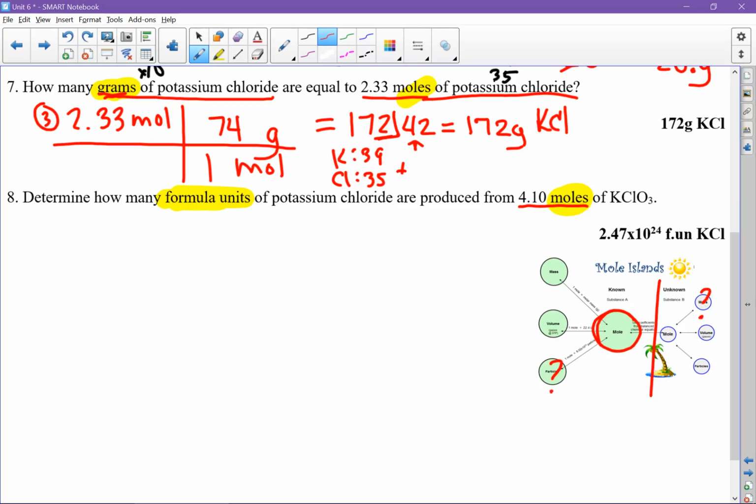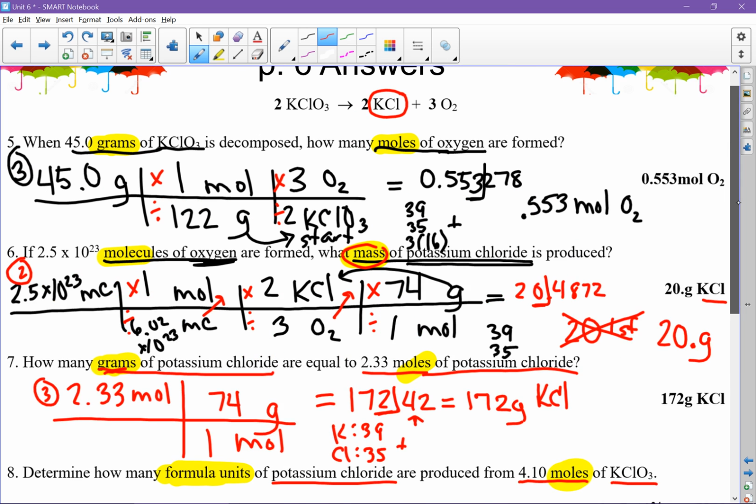The way that we're going to decide is if it's the same chemical, we'll stay on one side. If it's a different chemical, we'll cross over though. So I have KClO3 and potassium chloride. If you're not sure, go back to the reaction.